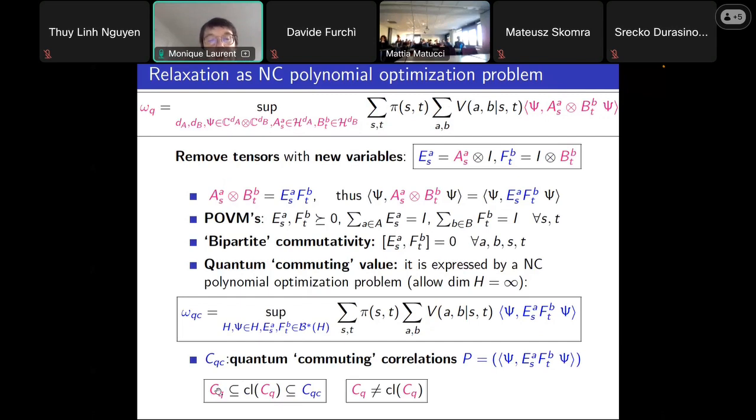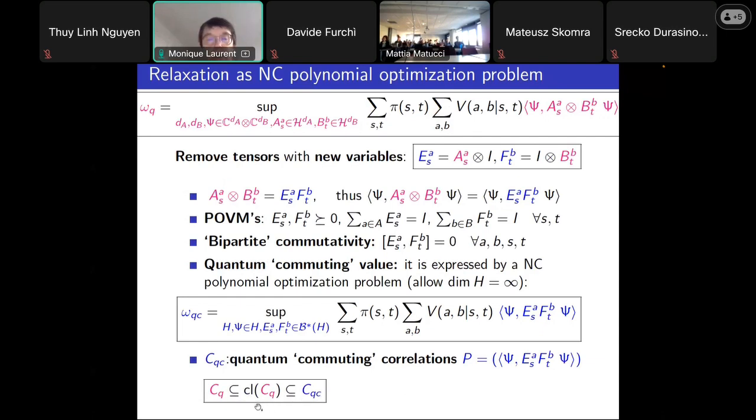So CQ, the preceding slides was CQ, is contained in CQC. And you may wonder, are these two sets the same or not? Are these two optimal values the same or not? And this has been a long time open, but this is now quite settled.